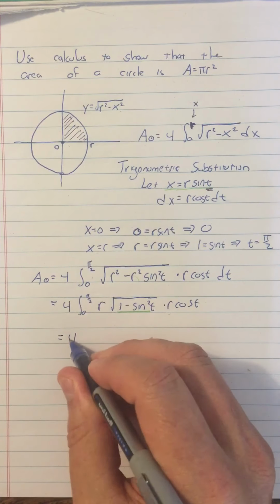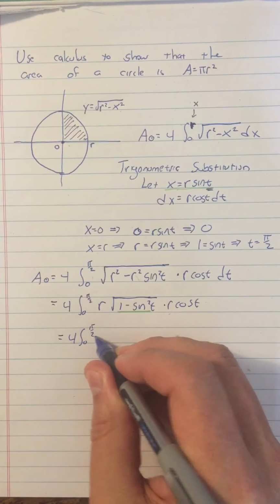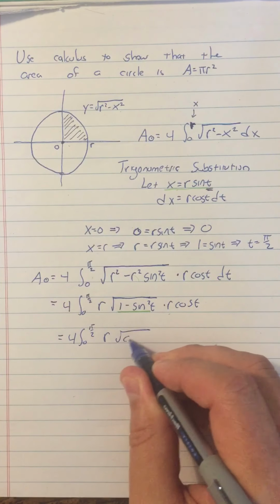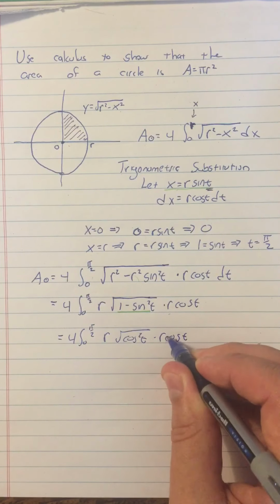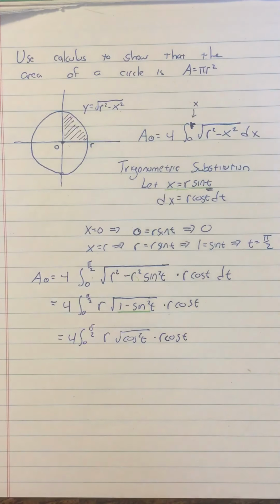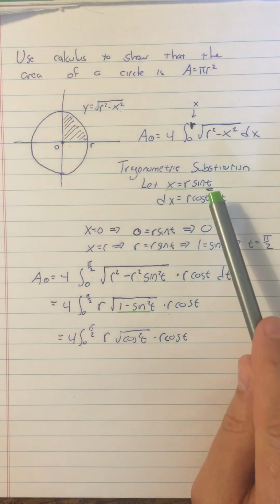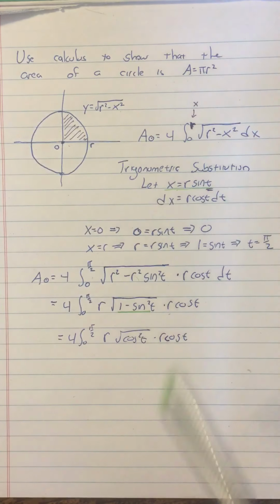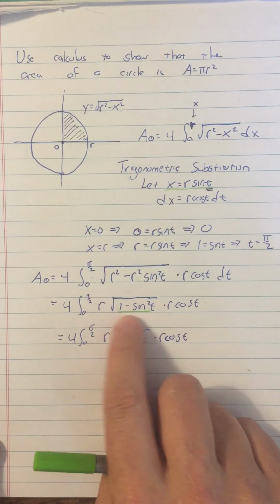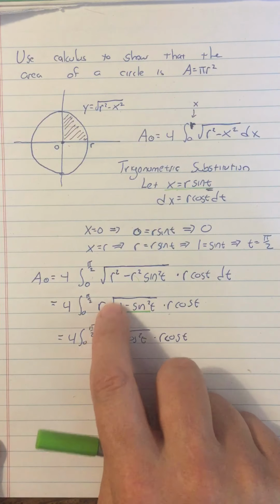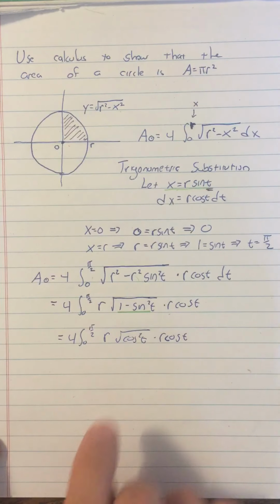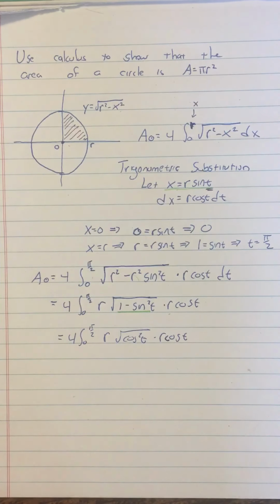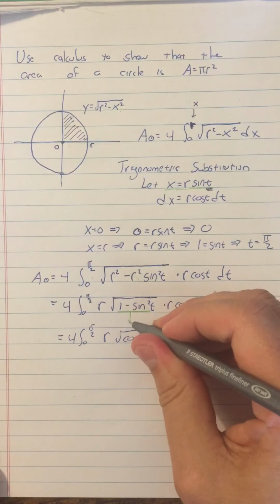So this equals 4 integral 0 to pi over 2 of r square root cosine squared t times r cosine t. In a way, you could say that really what we're doing is we're taking advantage of the fact that sine and cosine have this identity that allows a difference of squares, which I cannot take the square root of, to a single square, which I can take the square root of. And that's really the engine of trigonometric substitution.